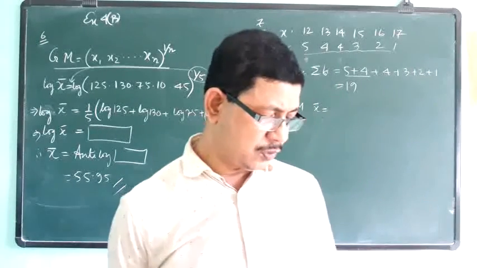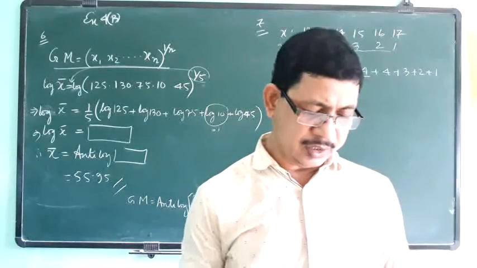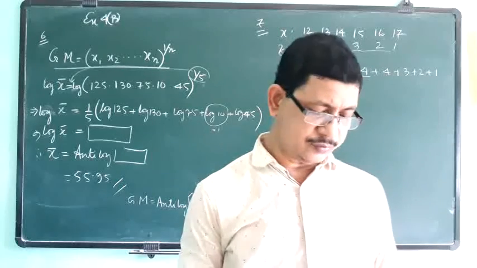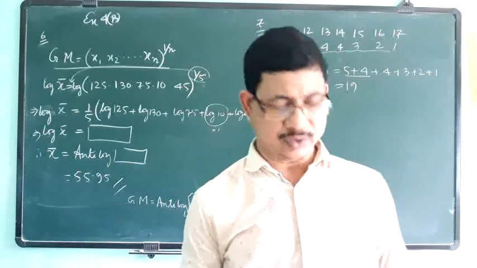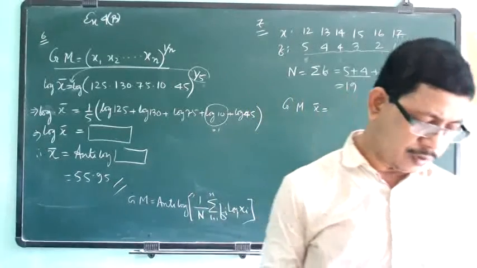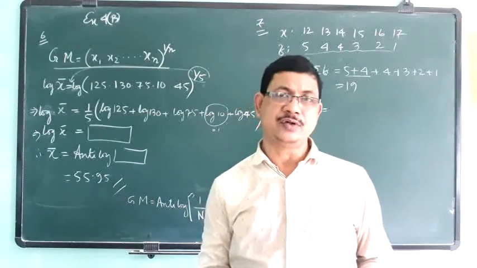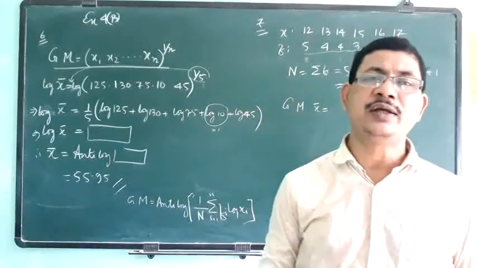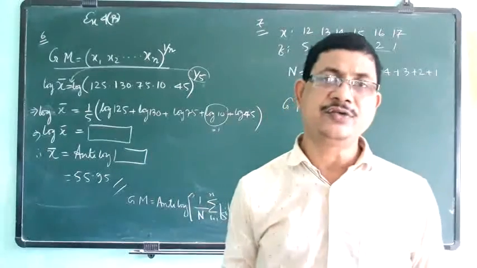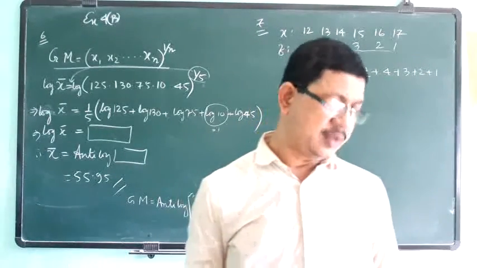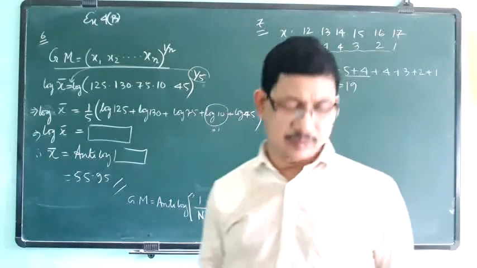It is suitable when large weights have to be given to small items and small weights to the large items. It is suitable for averaging ratios, rates and percentages. In these three cases we have to take the ratio, rates and percentage. Now the demerits. That is why I am not using this one.